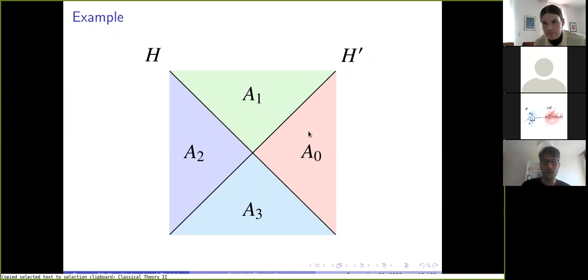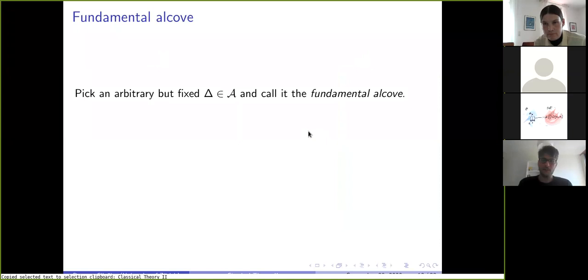Now we will move on. So these alcoves, we will pick one of them and we will call it the fundamental alcove. It's just an arbitrary one. Why are we doing this? Because if you remember our first example, the line with reflections at the integral points, think about what the alcoves there are. They're actually intervals. And the walls of the alcove are actually just the integral points. So what we did there, by looking at S0 and S1, was pick the alcove and look at the reflections corresponding to the walls of that alcove.